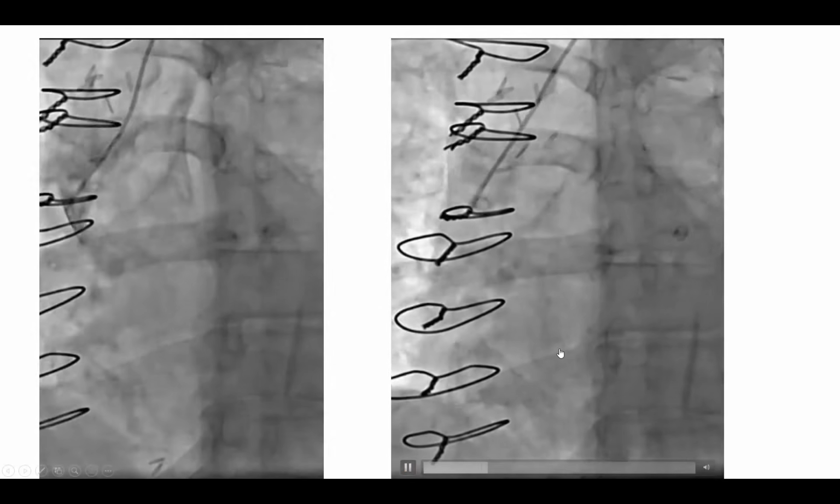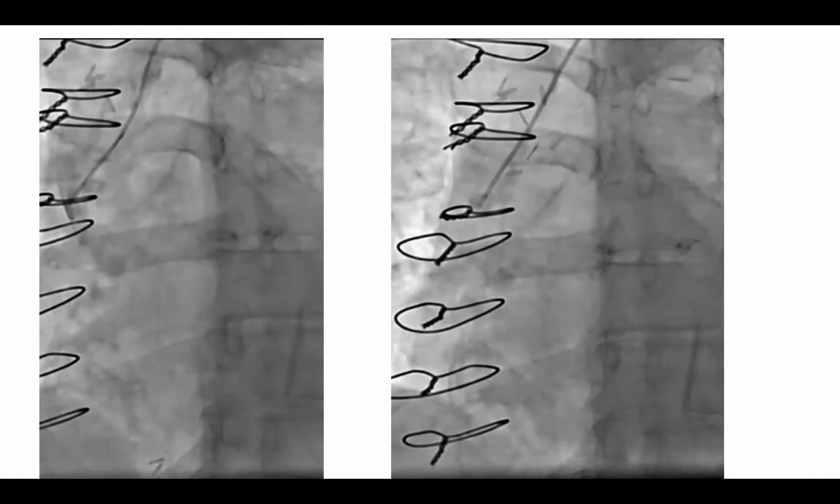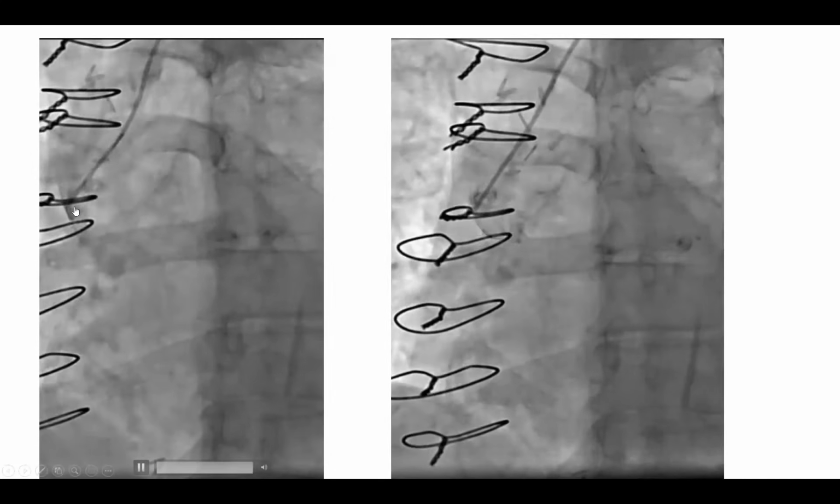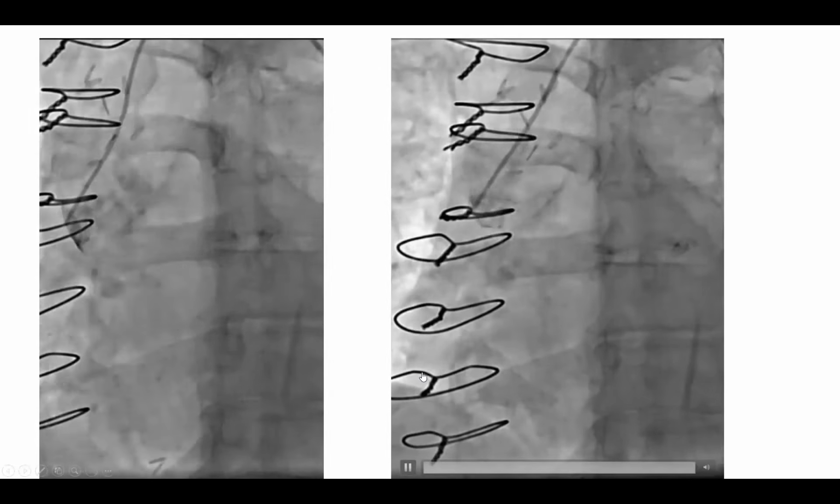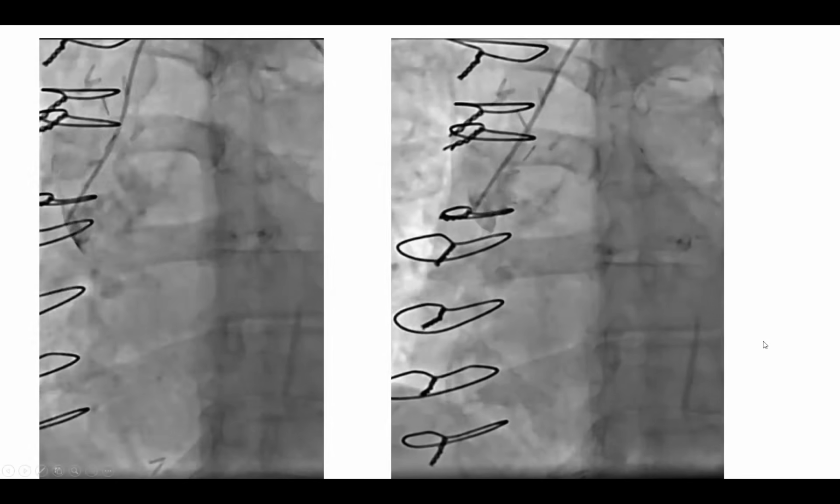If your aortogram doesn't turn out to be good or doesn't fill the aorta well, you will have to repeat an aortogram, and that's a lot of contrast. This is a more focused injection with less contrast. So that's one thing you can keep doing if you cannot find the graft.